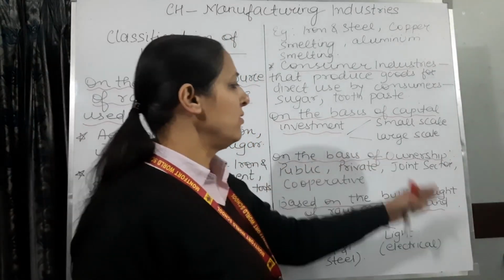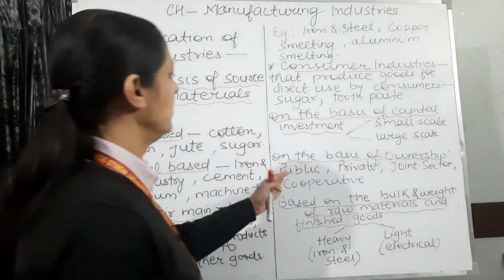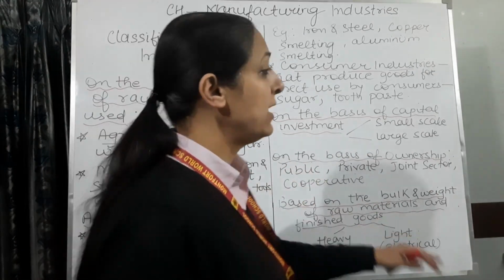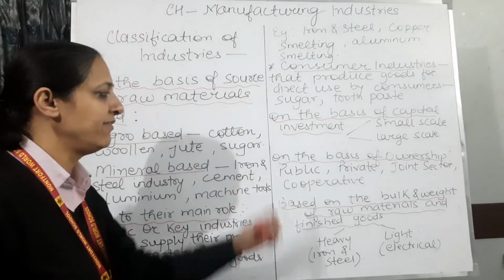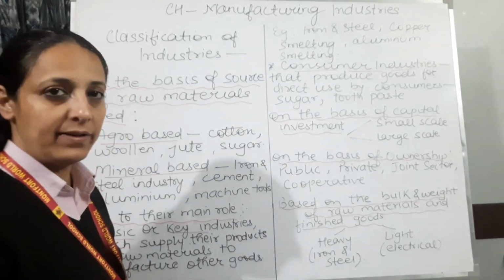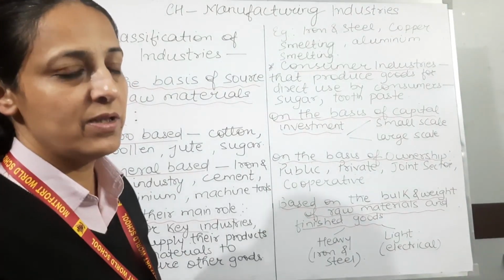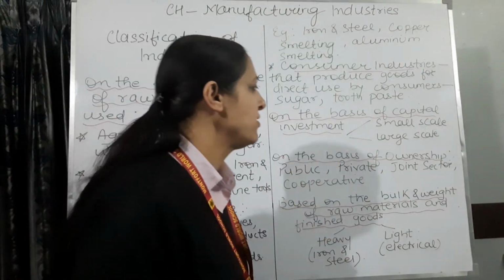The third category is on the basis of ownership. The first is public industries, which are owned and operated by the government, like Bharat Heavy Electricals Limited and Steel Authority of India Limited. These are public sector enterprises.